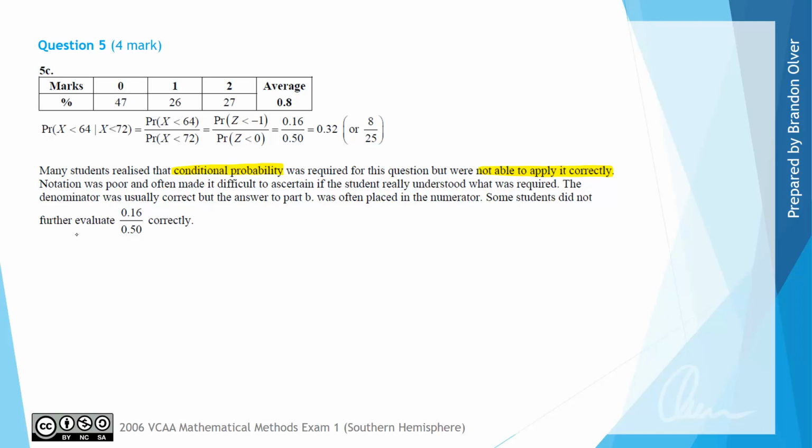Some students did not further evaluate 0.16 over 0.50 correctly, and you're reminded not to leave decimals as part of fractions, and always to simplify as much as possible with those numeric answers.